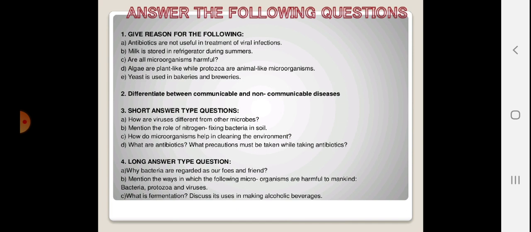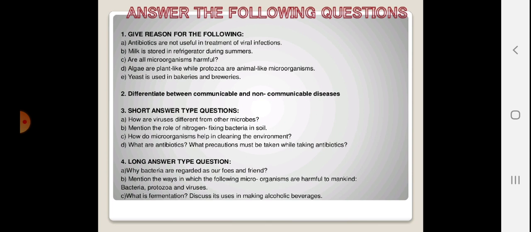Antibiotics are not used in the treatment of viral infection, because antibiotics are only effective when the disease is caused by bacteria. So in viral infections, antibiotics might not be useful. Milk is stored in the refrigerator during summers, as we just discussed that lactobacillus bacteria multiply when warmth is provided. So to make sure that our curd does not turn sour, we should keep our prepared curd in the fridge.